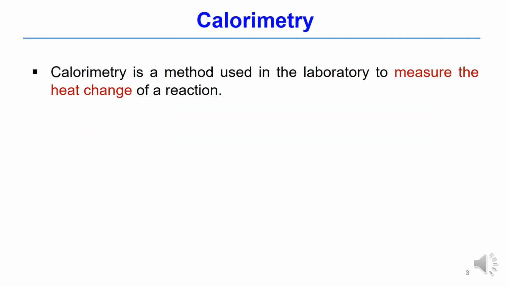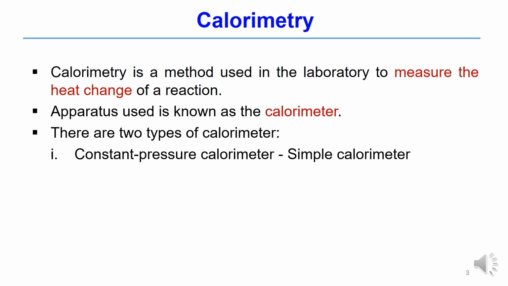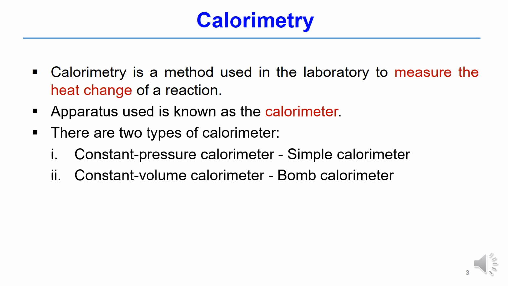What is calorimetry? Calorimetry is a method used in the lab to measure the heat change of a reaction. The apparatus used is known as the calorimeter. There are two types of calorimeter, which is constant pressure calorimeter called simple calorimeter and constant volume calorimeter called bomb calorimeter.